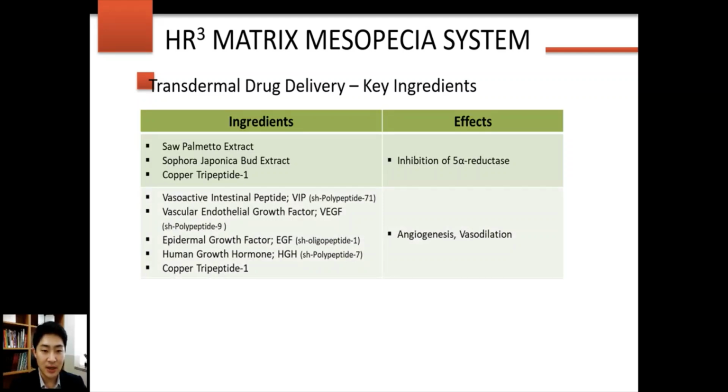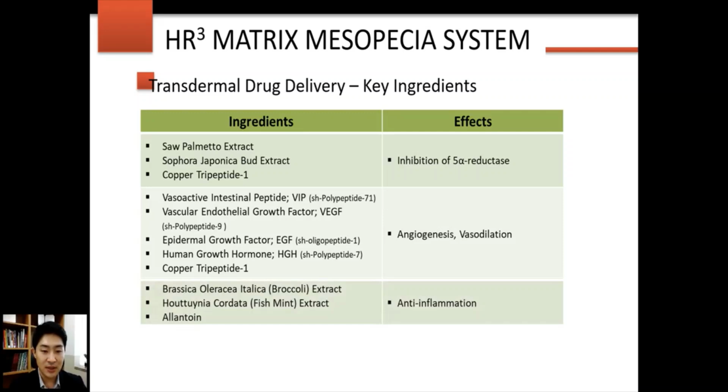Vasoactive intestinal peptide, vascular endothelial growth factor, epidermal growth factor, human growth hormone, and copper tripeptide 1 are used to increase blood supply to the hair follicle. VIP induces vasodilation, which means the widening of blood vessels, like minoxidil does. VEGF induces the formation of new blood vessels, in other words, angiogenesis. EGF, human growth hormone, and copper tripeptide 1 induce proliferation of endothelial cells, so together with these, angiogenesis could be promoted much more.